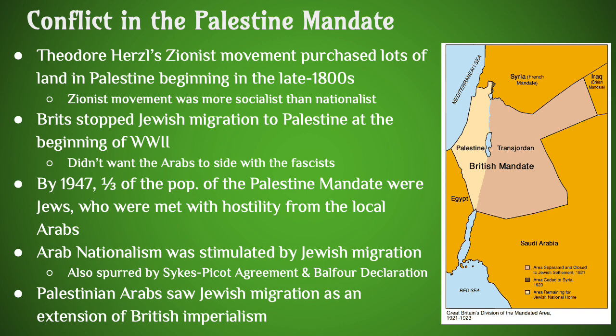Arab nationalism partly is stimulated by this Jewish migration, as well as the Sykes-Picot Agreement, which is what divided up the Middle East into these mandates for Britain and France, and the Balfour Declaration, which was the statement by the British government that said that Jewish people have a right to a homeland in that part of the world. Not surprisingly, the Palestinian Arabs saw this Jewish migration as just an extension of imperialism, British imperialism.